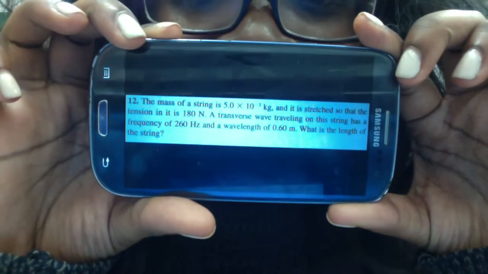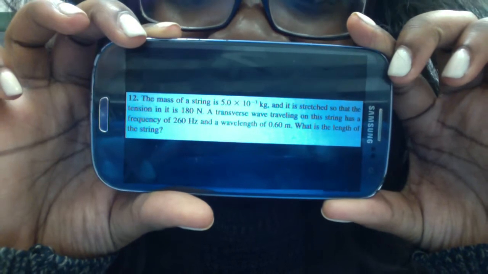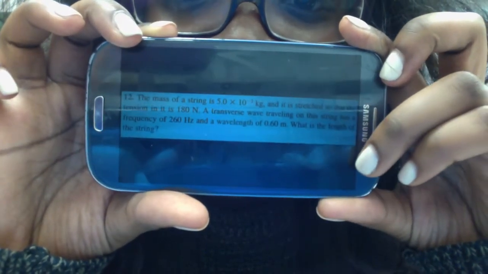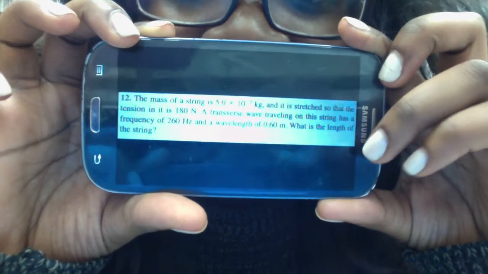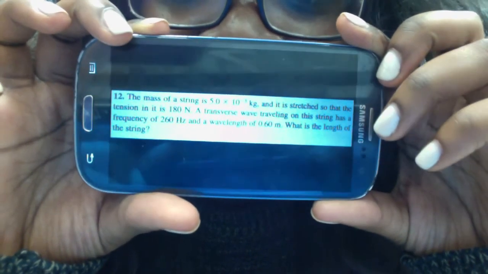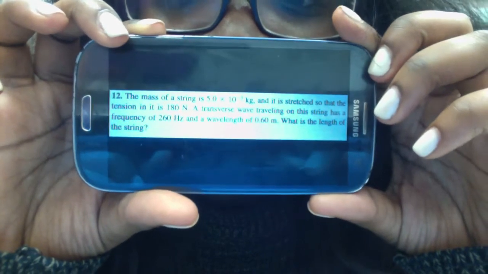The mass of a string is 5 times 10 to the negative 3 kilograms, and it is stretched so that the tension in it is 180 newtons. A transverse wave traveling on a string has a frequency of 260 hertz and a wavelength of 0.60 meters. What is the length of the string?